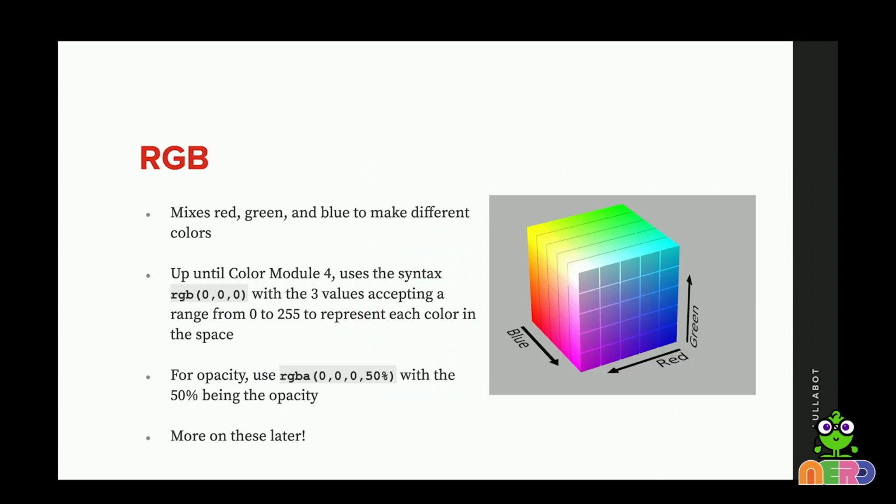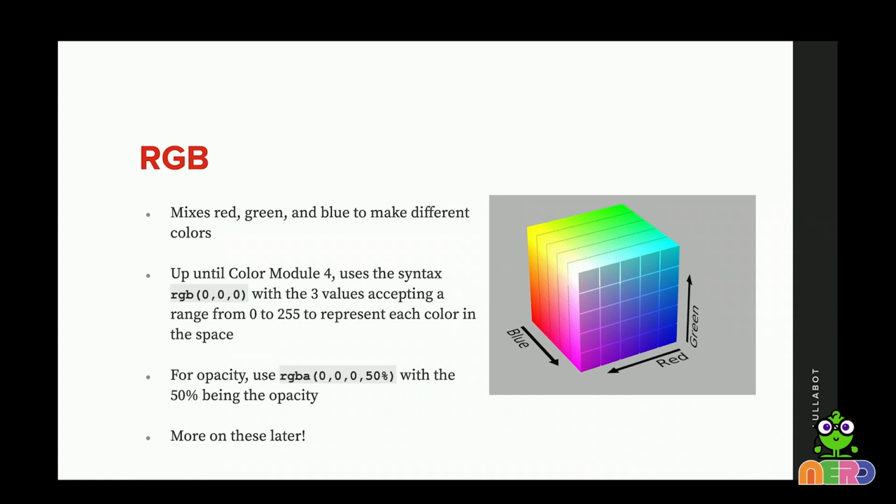Next one, and I showed this earlier, is RGB. And this is more the RGB function that you use to define your color in CSS. Again, it mixes red, green, and blue. It's a different way than using hex, but it does the same kind of thing.